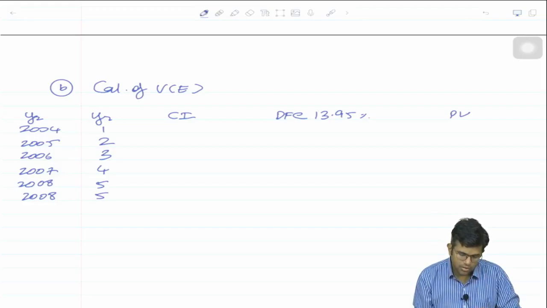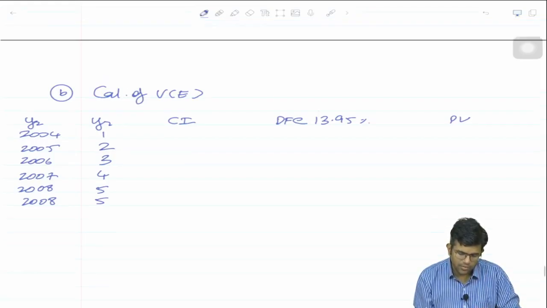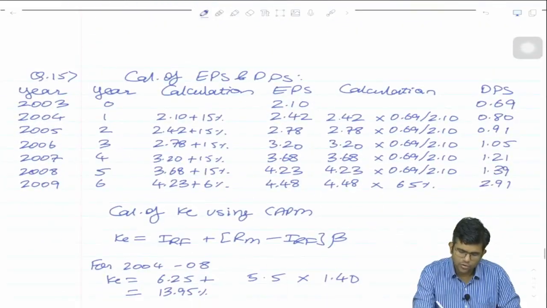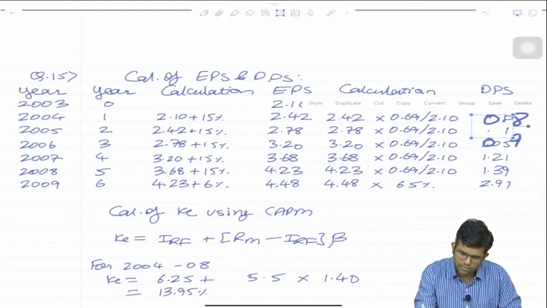Now tell me, year 1 cash flow, year 2 cash flow. Students, do you realize these are the cash flows here? 4, hold on.